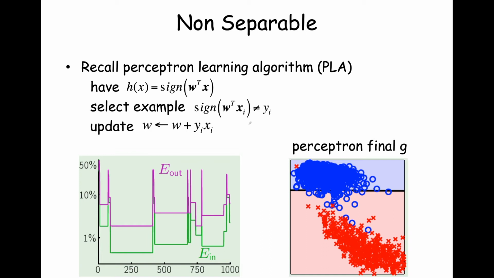main text, and we have our working hypothesis parameterized by a specific instantiation of the weight vector, and we select a misclassified example where the hypothesis disagrees with the ground truth target function, and we produce an update based on that particular misclassified instance. So if we do this over a number of rounds, 1,000 rounds, the purple line, that's out of sample error, E out, and the green line is in sample error.